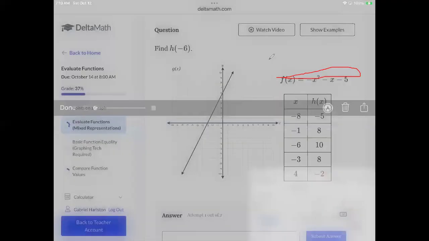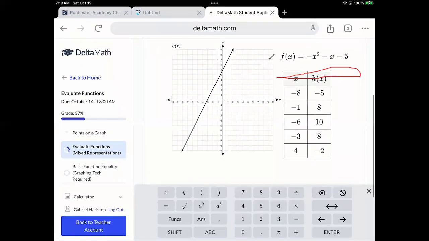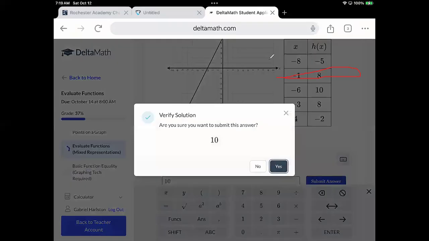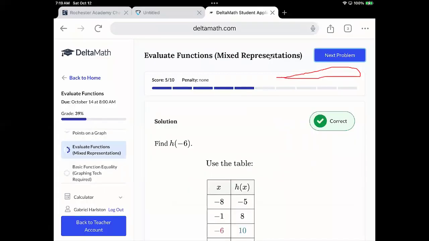All right. So first thing you do is determine which function you're going to be using. And then once you do that, you have to use the input that they gave you to find the output. That's it.